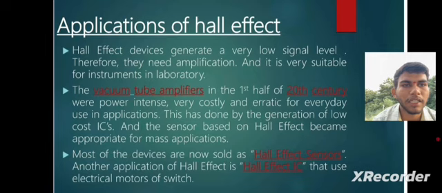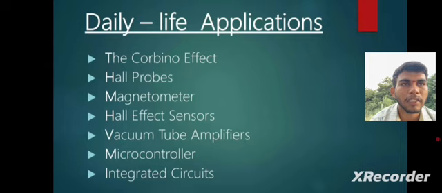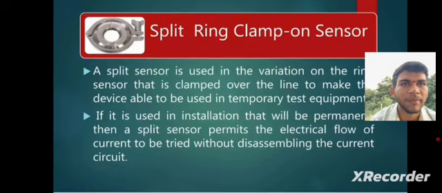Another application of the Hall effect is Hall effect ICs, used in electrical motors and switches. Some of the applications of the Hall effect are split ring clamp-on sensors, analog multiplication, power sensing, position and motion sensing, automotive ignition, fuel injection, and wheel rotation sensing. Daily life applications include the Corbino effect, Hall effect sensors, vacuum tubes, amplifiers, microcontrollers and integrated circuits. First, the split ring clamp-on sensor.